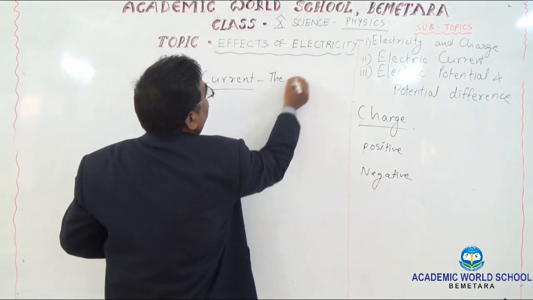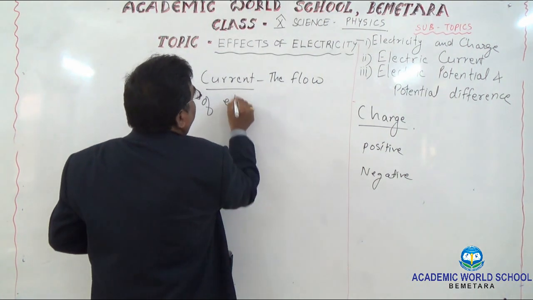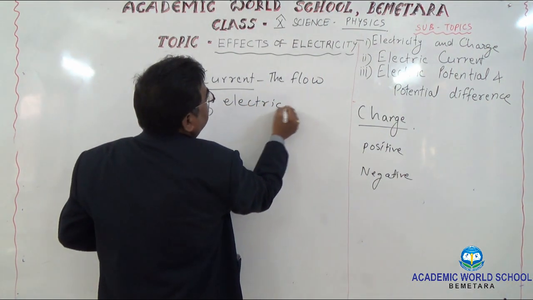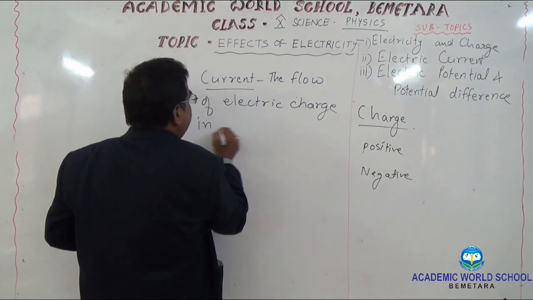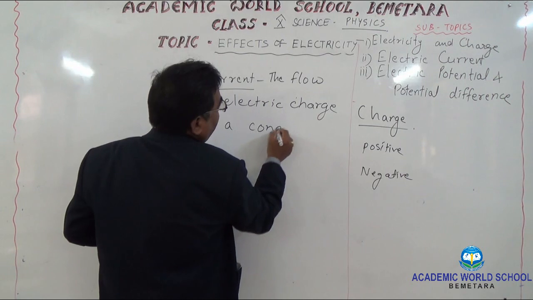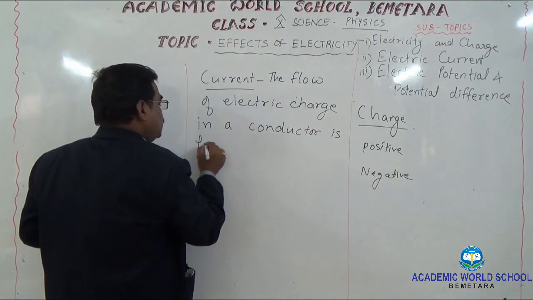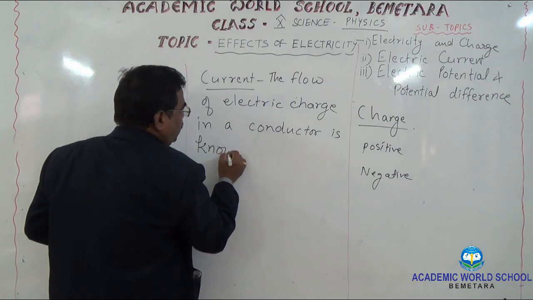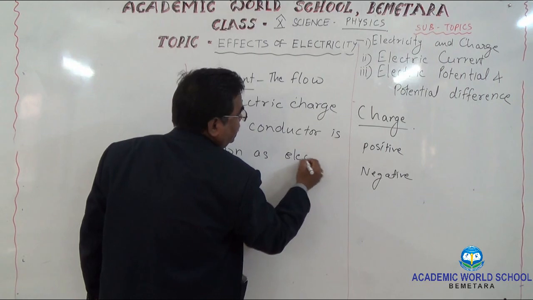The flow of electric charge in a conductor is known as electric current.